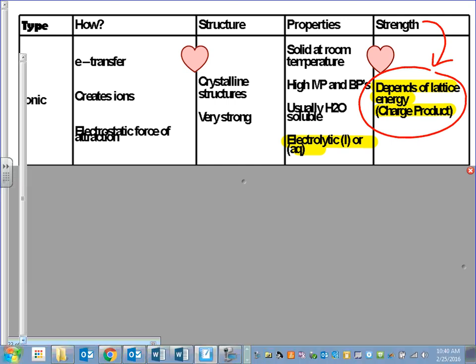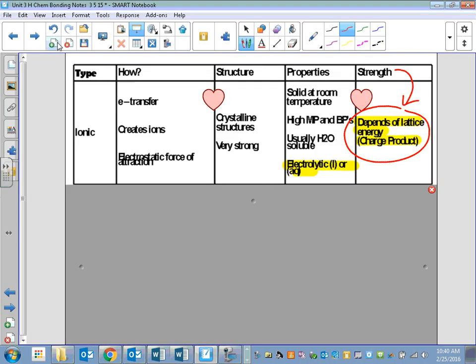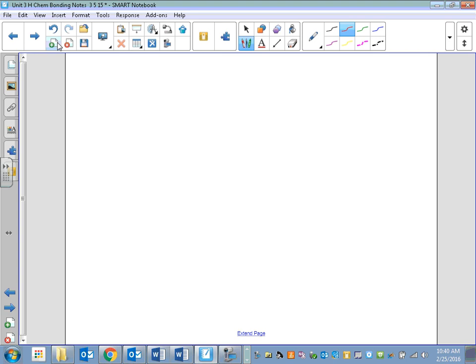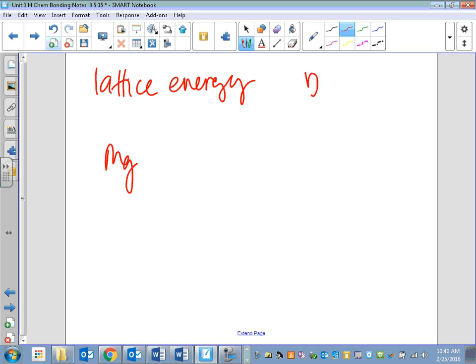Somebody pick out a metal from group 1 or group 2. Okay, magnesium. If magnesium has 2 valence electrons, what is its charge going to be when it forms an ion? Plus 2, right? If you have 2 valence electrons, you're going to lose those 2 valence electrons, and that makes you an overall 2 plus charge. Okay, so we've chosen a metal.